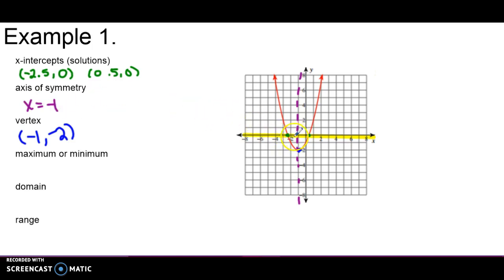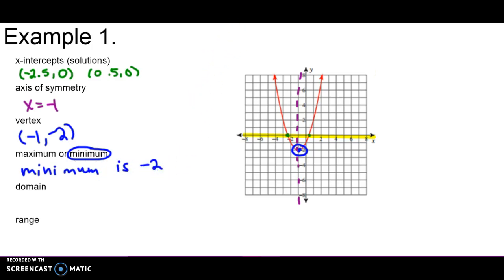The axis of symmetry just tells us that whatever is on the left of the axis of symmetry is the mirrored image on the right. Now we can talk about max or min. We already identified the vertex at -1, -2. Because my parabola opens up, this is going to be a minimum value, and I can say that my minimum value is -2. So the minimum is -2.